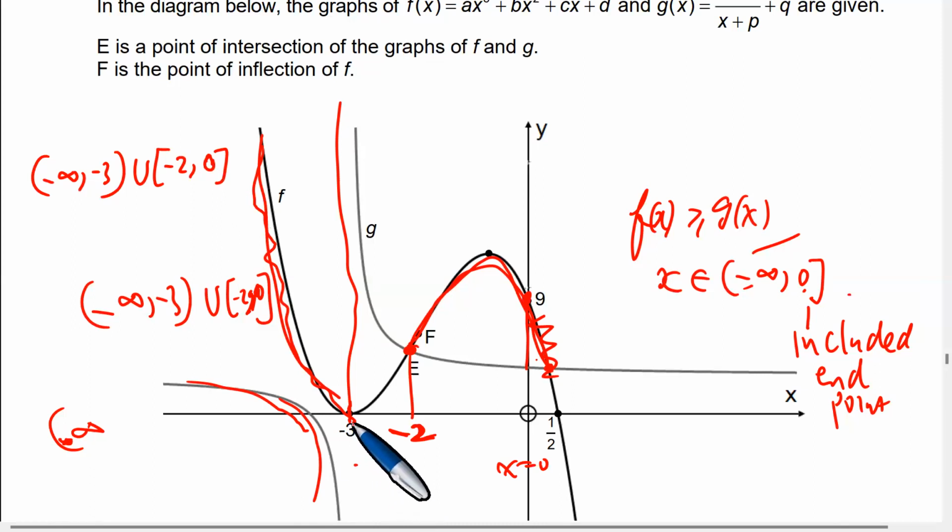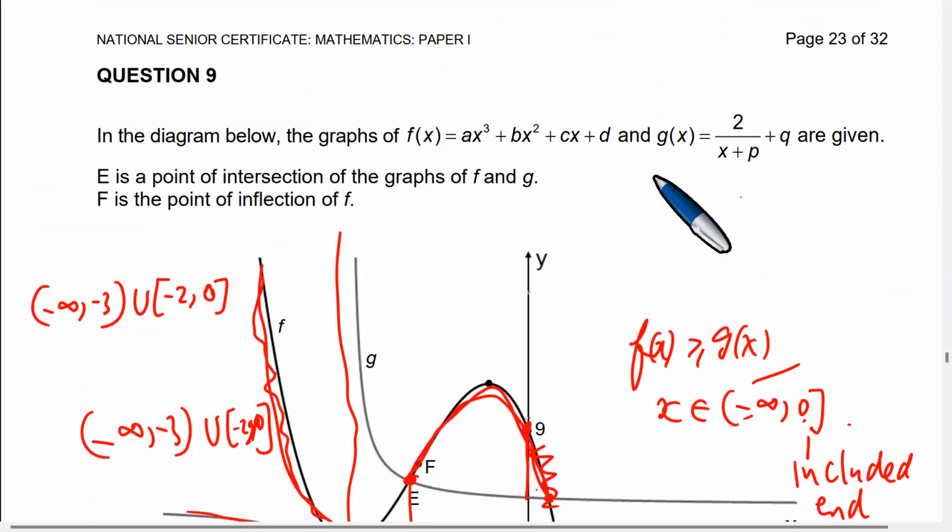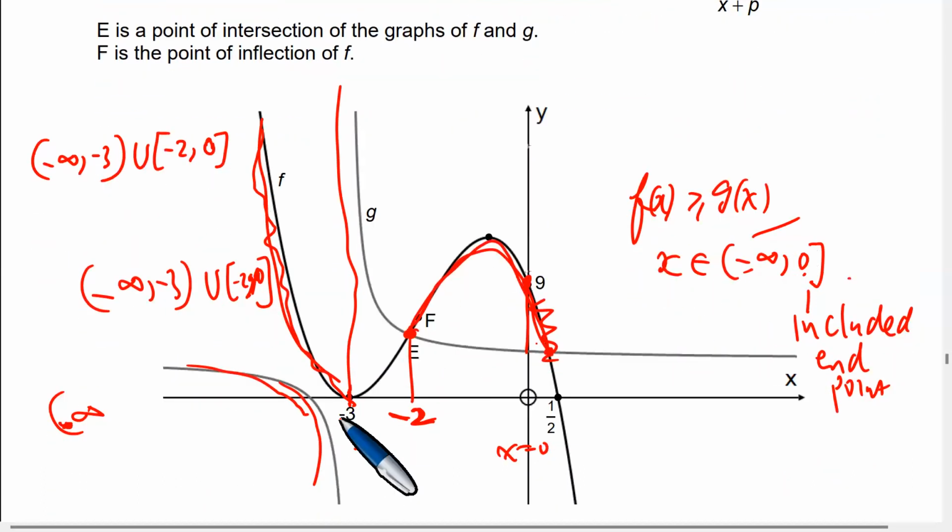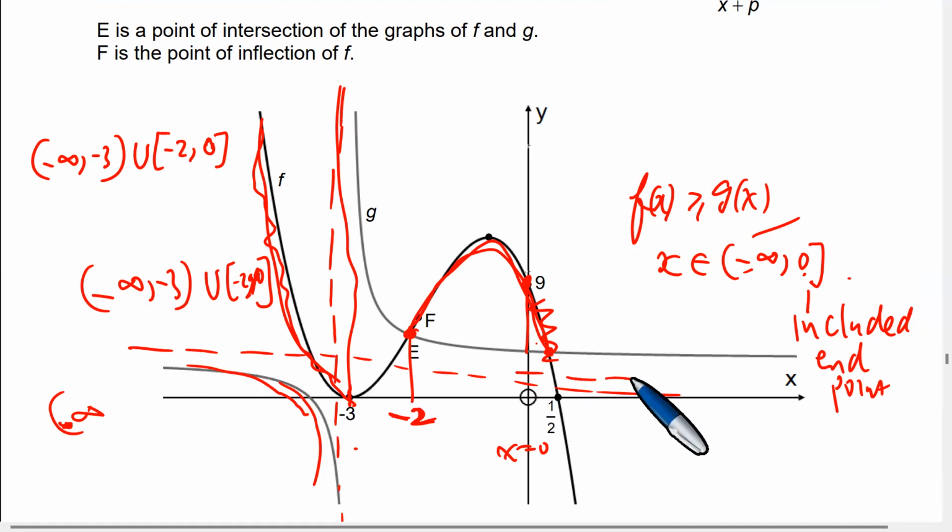Should we include minus 3? No, because at minus 3 there is an asymptote, so one of the functions is undefined. In particular, the function g has an asymptote at -3. An asymptote here. And then there's another asymptote that I did not draw. Because of the asymptote, -3 is out. Also minus infinity is always out. We can't include that. Any question?